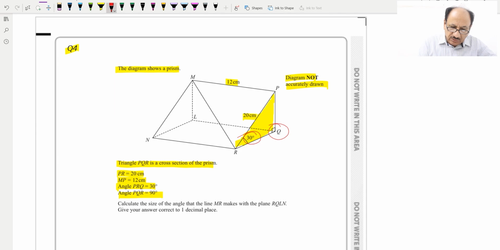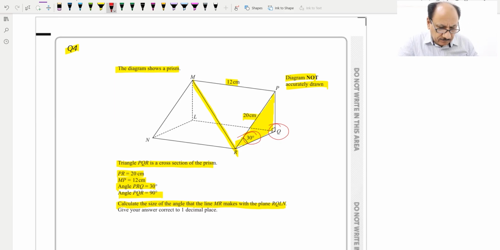Now what we have to do is basically calculate the size of the angle that the line MR makes with the plane RQLN. So which angle is required? If I draw the line, and this is the line, and I'll have to redraw.